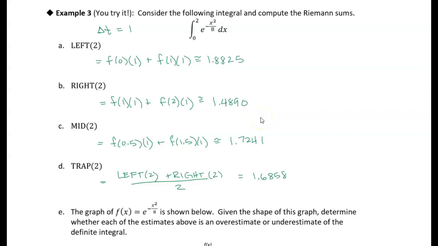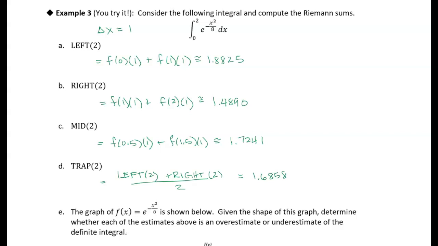All right, so in this example, we're asked to find the Riemann sums for this integral from 0 to 2 of e to the minus x squared over 8 dx. Okay, so we have n equal 2, right? And we're integrating from 0 to 2. So if we divide 0 to 2 into two parts, then each subinterval is one unit. Well, I guess it's not delta t in this case, it's x, so I should probably make this x. We have a delta x of 1. Okay, so that's the width of our subintervals.